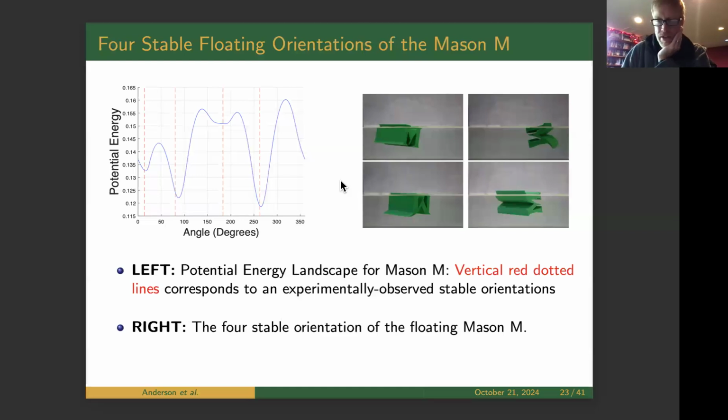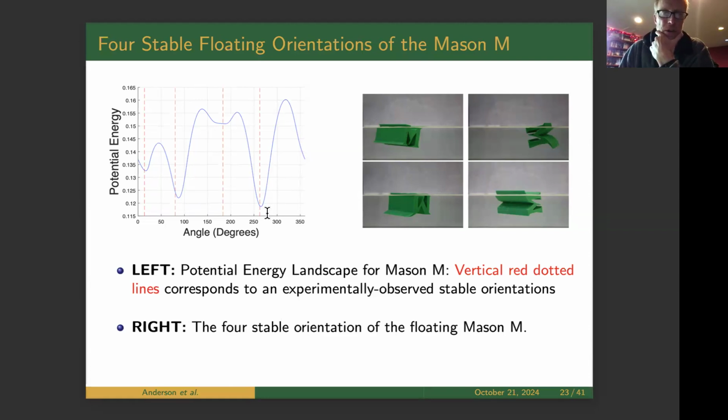The excitement for us for the 3D print thing was we could make any shape, so we don't have to just do squares. And so we played around with this thing called the Mason M, which was previously our favorite university logo. This one, I'll call it the version without the feathers, has four stable floating orientations, and that matches up pretty well with what we observe in this potential energy landscape. So these red vertical lines are our observations of these four orientations, and they line up pretty well with the minima you see in the potential energy.